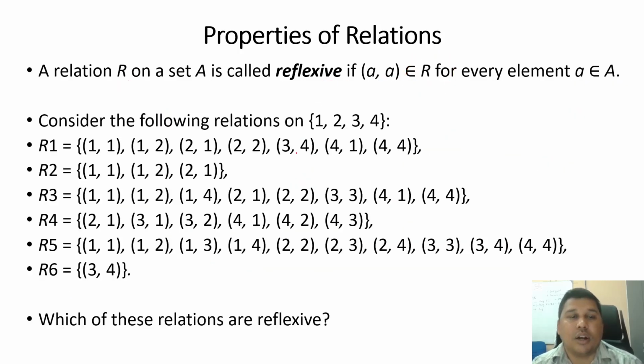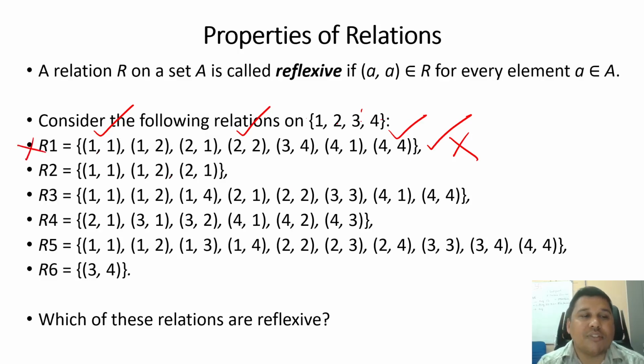See, now given example here, we have set 1, 2, 3, 4. Find out which among R1 to R6 is a reflexive relation. So how do you find it? Let's take an example. Let's take the first one. Is it reflexive or not? See, there are 1, 2, 3, 4. It means we should have 1, 1. We have 1, 1. We have 2, 2. We have 4, 4. But no 3, 3. So this is not reflexive.